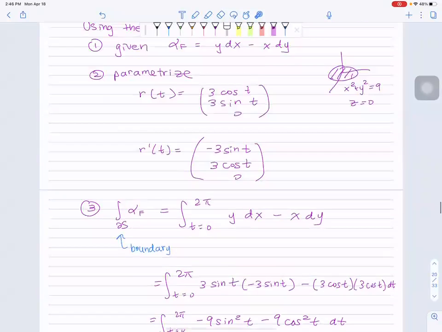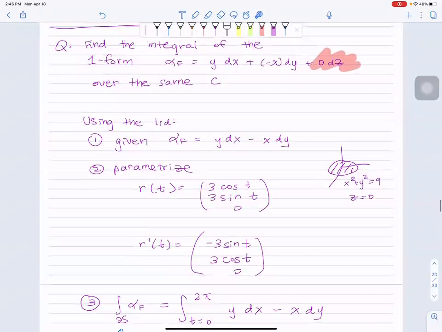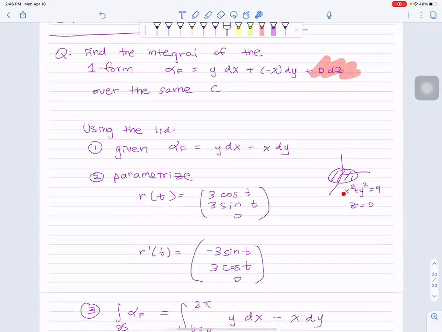Yeah. So let's see. In the one form language, the question would say find the integral of the one form, this thing, over C. And note that this is a 0. So okay, first we want to parameterize it. We want to keep this flat surface because that's an easier one, as we saw in the last explanation. Circle is x squared plus y squared equals 9. So I have two variables and z equals 0. So I can choose z equals 0. And then now I just need to deal with x's and y's.